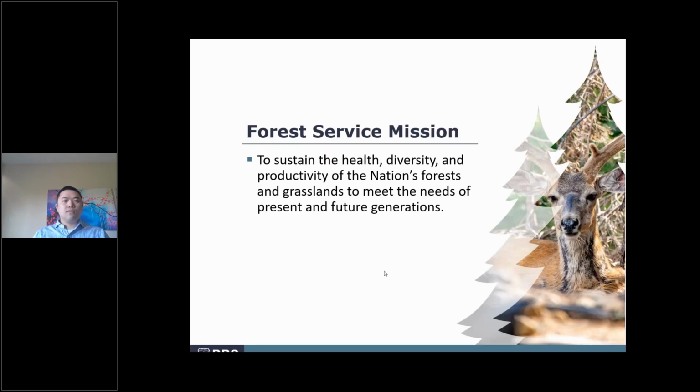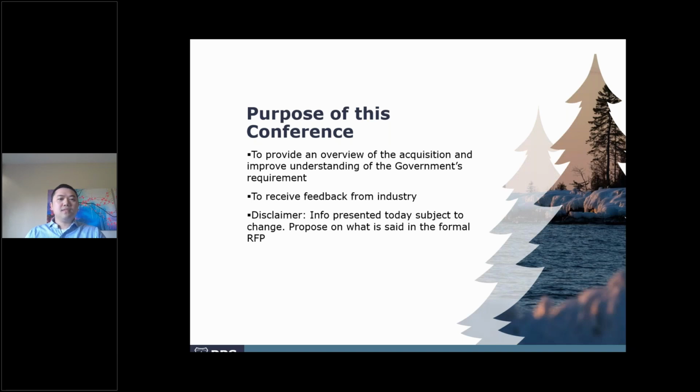Okay. So really quick, our mission statement is to sustain the health, diversity, and productivity of the nation's forests and grasslands to meet the needs of present and future generations. Okay, so the purpose of this conference is to provide an overview of the acquisition and improve understanding of the government's requirement, and also to receive feedback from industry.